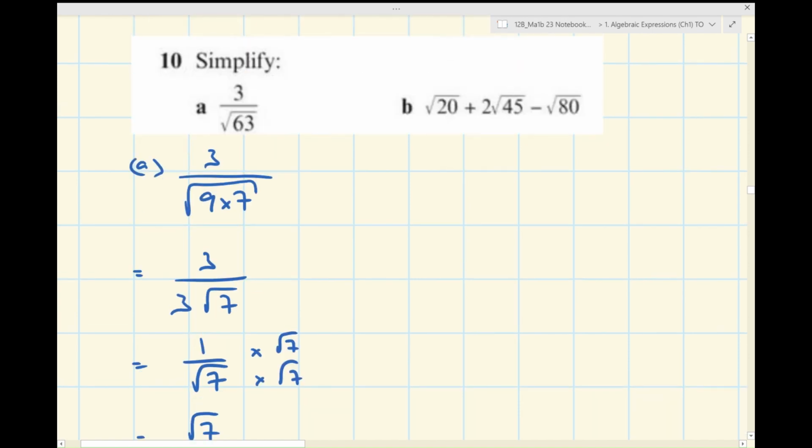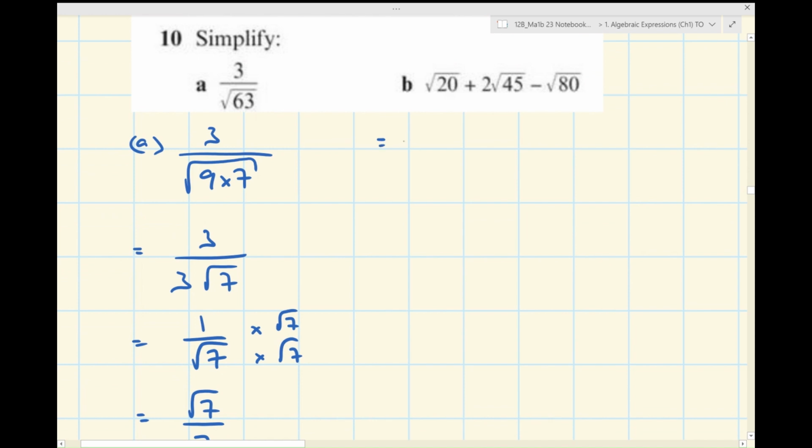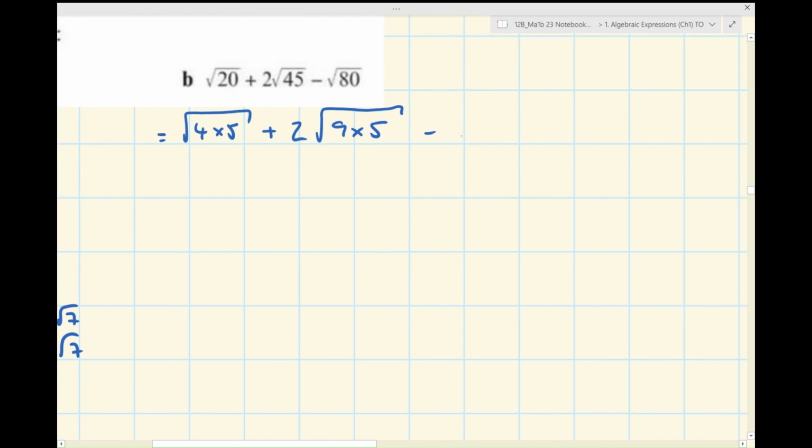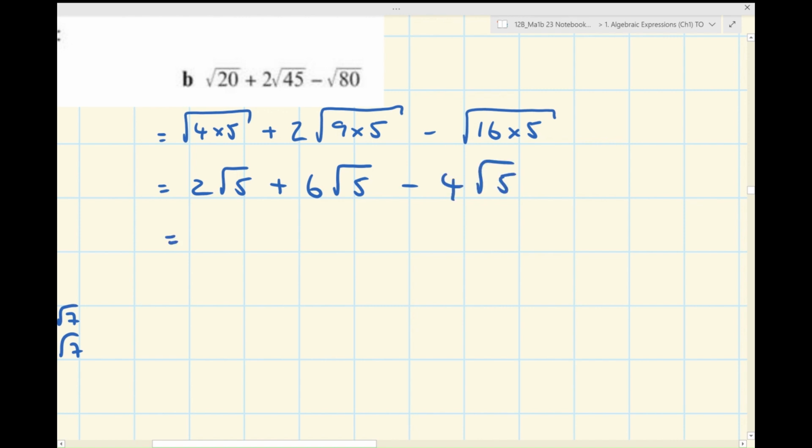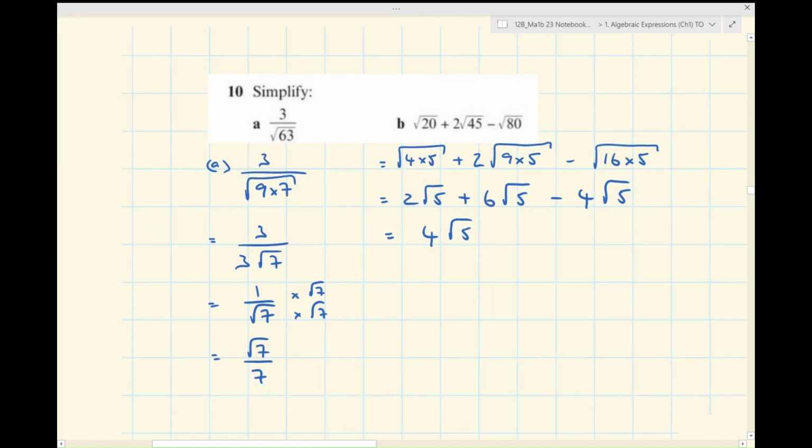Okay, part B. I've got the square root of 20, which I'm going to write as the square root of 4 times 5, plus twice the square root of 45, which is 9 times 5, minus the square root of 80, which I'm going to write as 16 times 5. So I can pull out that 4, gives me 2 root 5, plus if I pull out the 9, I get 3, 2 3s are 6, root 5, minus 4 root 5. So if I collect together those root 5s, I've got 8 root 5s minus 4 root 5s, gives me an answer of 4 root 5. And that is question 10.